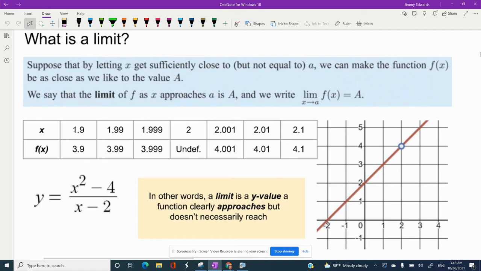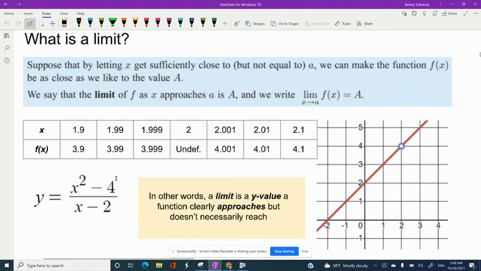If our x values are approaching 2, what's supposed to go in this blank? 3.9, 3.99, 3.999, 4.1, 4.01, 4.001. What clearly goes here? It says that the value is undefined. That's because there happens to be a hole in this line.